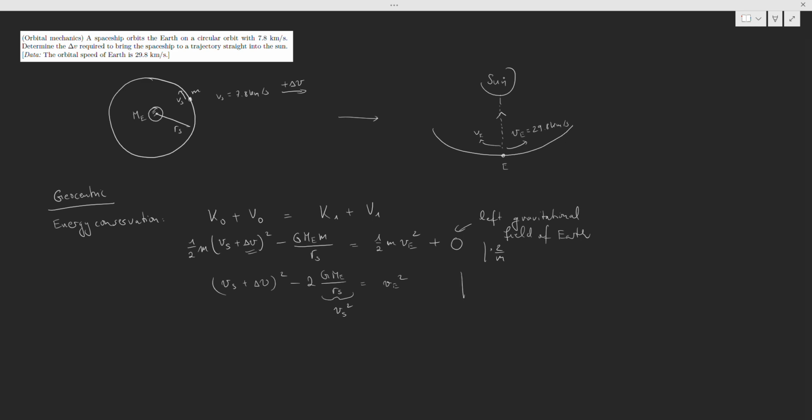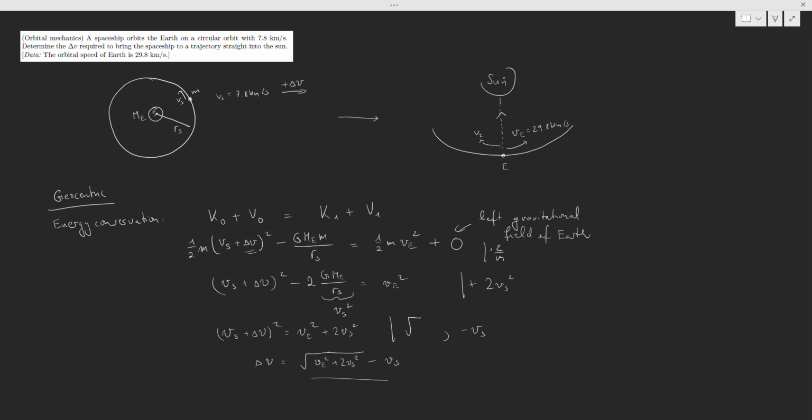And now we can bring 2Vs squared to the other side, get Vs plus delta v squared equals Ve squared plus 2Vs squared. And now we can take the square root and then subtract Vs, so we arrive at delta v equals square root of Ve squared plus 2Vs squared minus Vs.